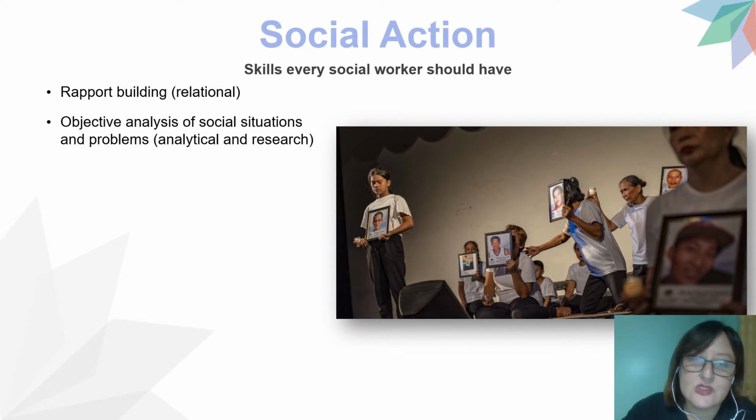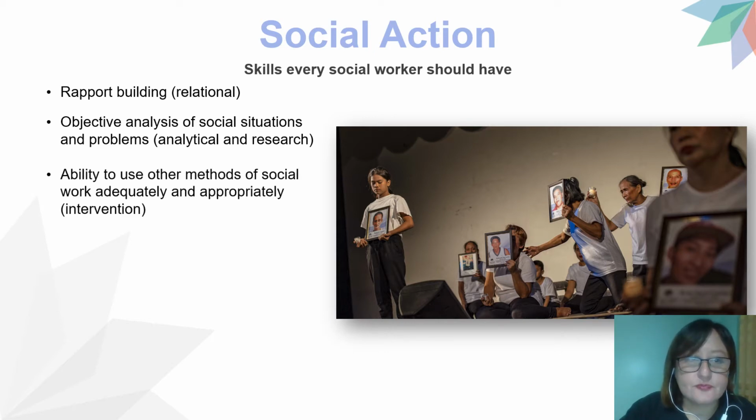Who are the decision makers, for example? Why are there poor health programs? How come they're not delivered properly? So these are some of the things that social workers should be aware of if you want to do social action. And you have to have the ability to use other methods of social work.